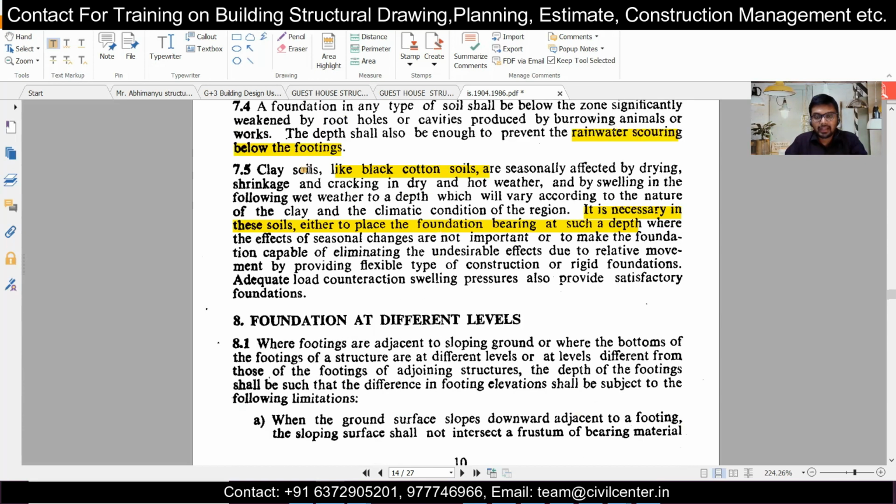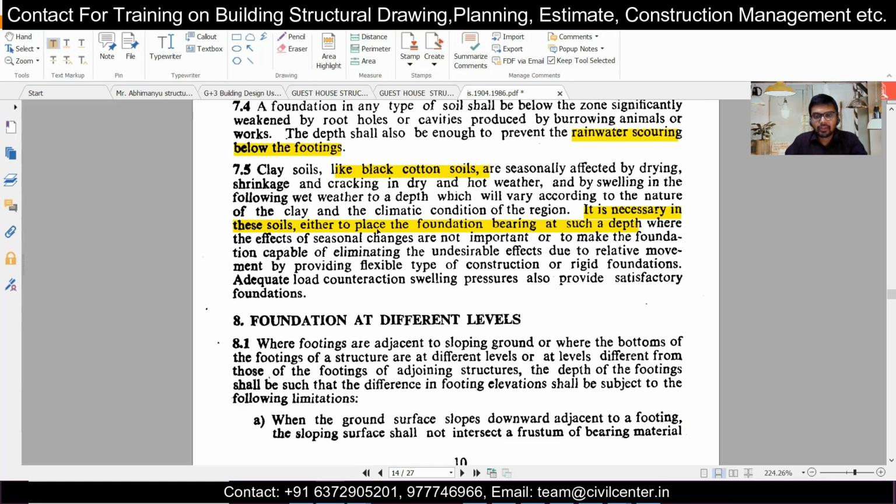What is written is that clay soils like black cotton soils are seasonally affected by drying, shrinkage, and cracking. In the dry season they shrink and lose all the water content, and in the wet season the water content increases and the soil becomes a little bit loose. If you have this type of soil at the depth where you're providing the isolated footing, then the isolated footing will fail. So on this type of soil, we provide the deep foundation, preferably the pile foundation. That's what is written here.